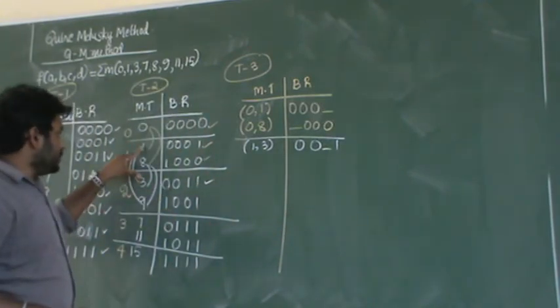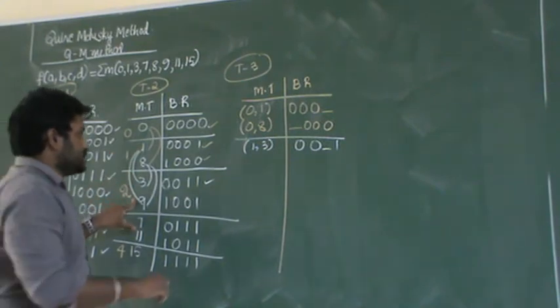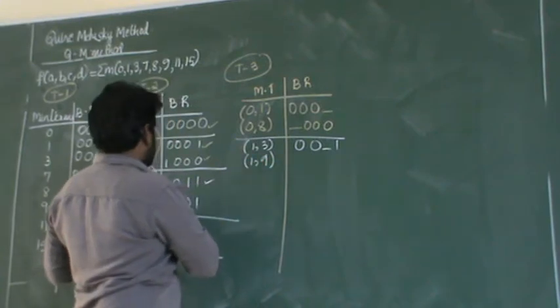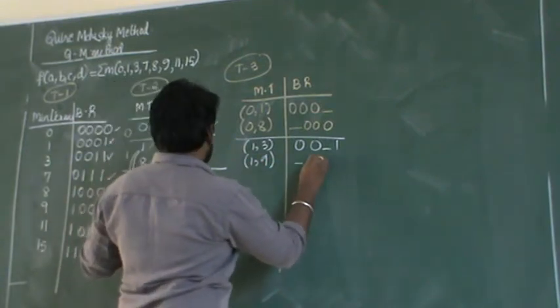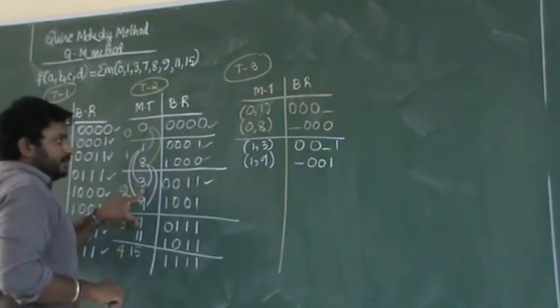So 1 with 3 is done. 1 with 9, is it possible? Yes, 1 with 9 is also possible. So dash 0 0 1. Now 8 with 3. Is 8 with 3 possible?